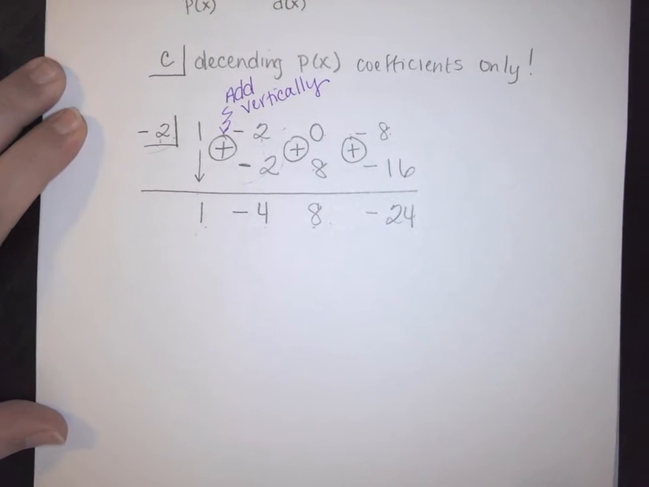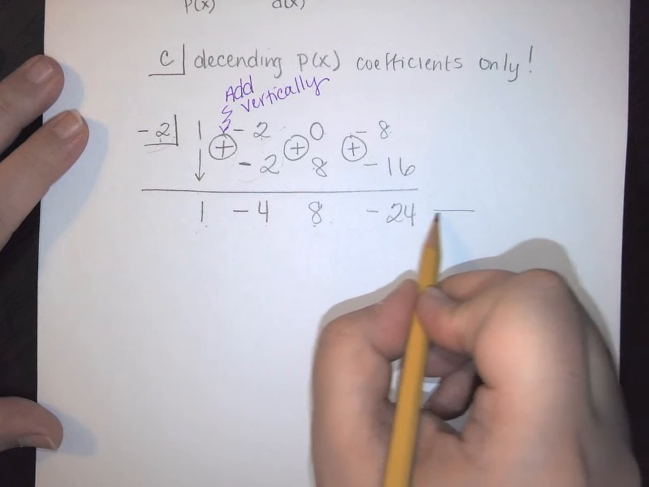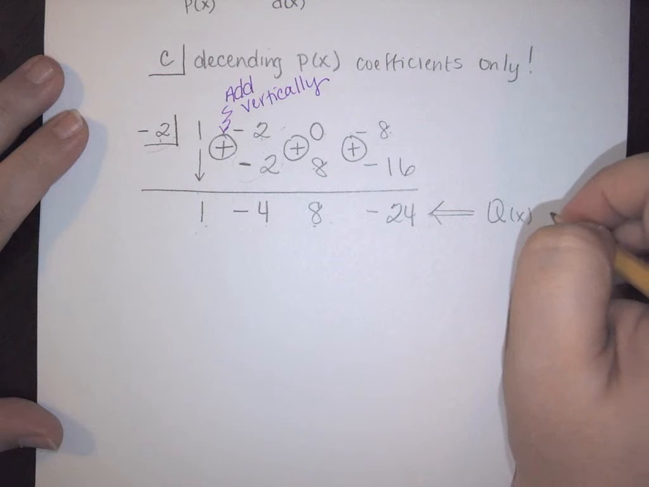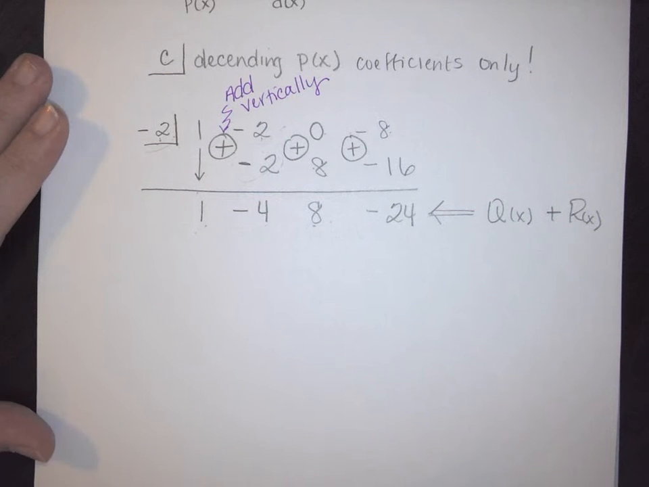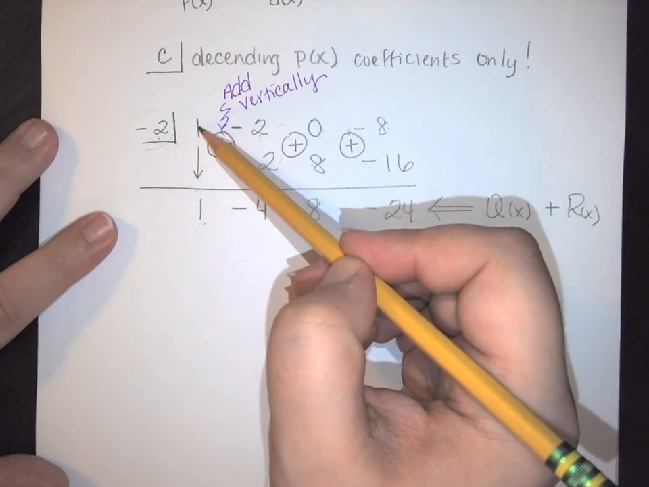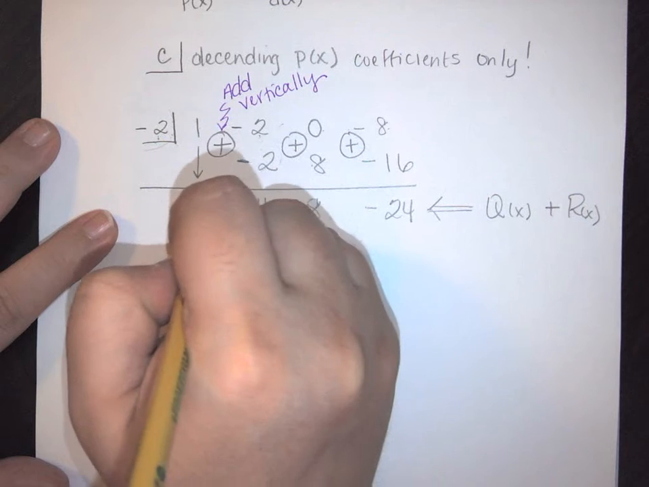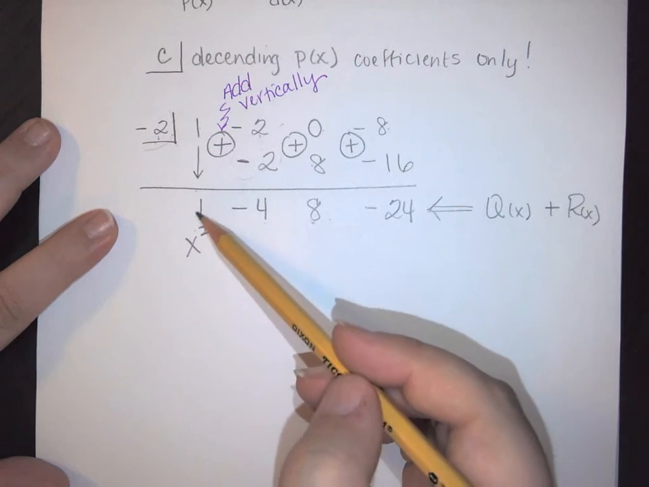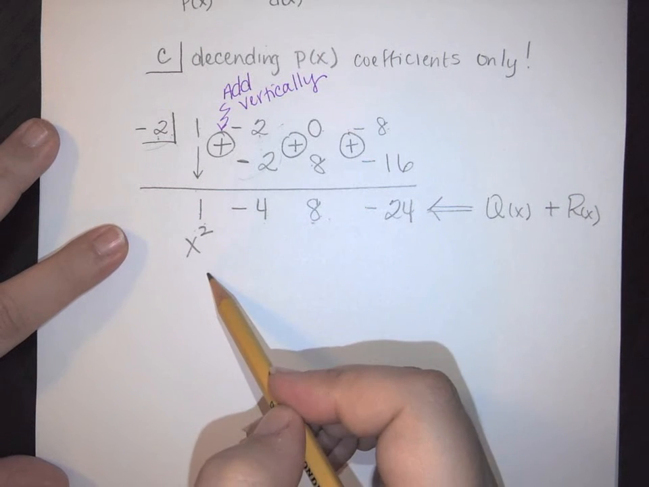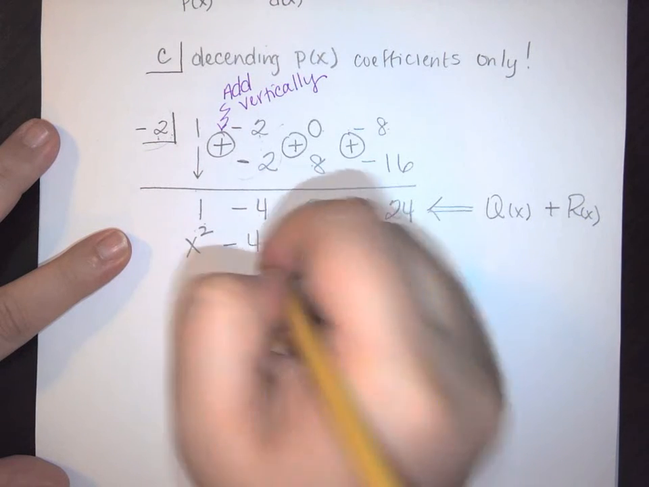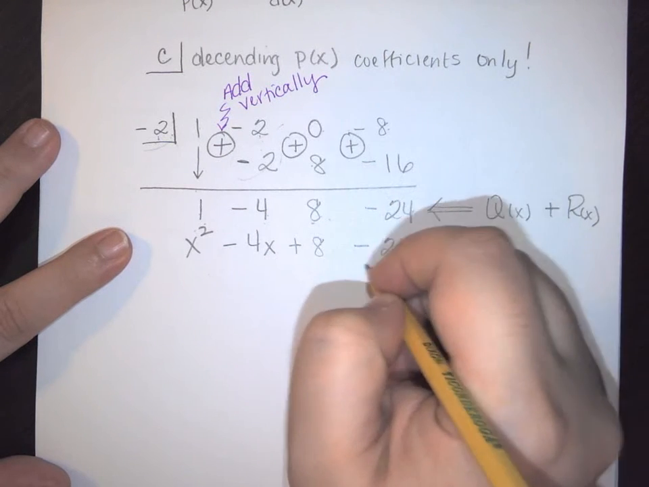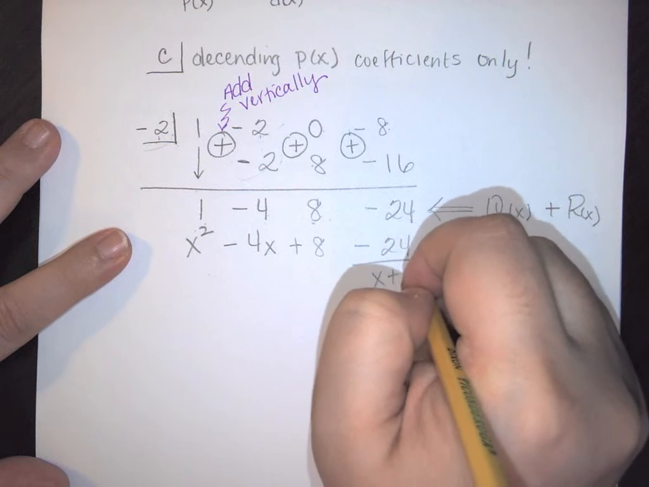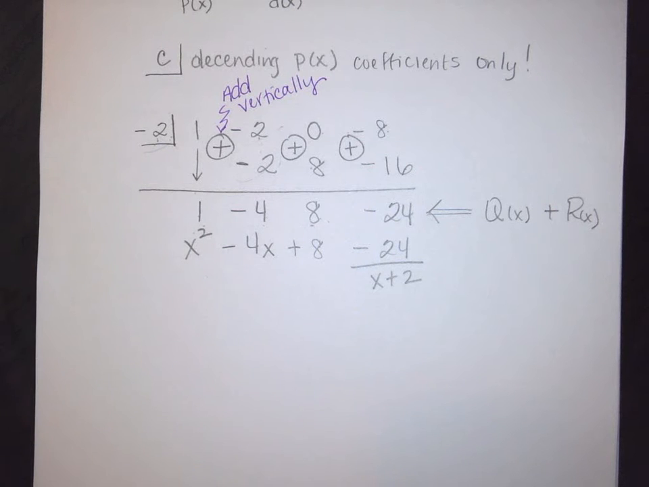So what do we actually have here? This down here is going to be q of x plus r of x. I started with an x cubed; when I drop it down, this becomes x squared. The coefficients represent the coefficients in front of your variables. So this is an x squared. Descend down, this becomes minus 4x. Descend down again, this becomes plus 8. Descend down, this is then minus 24 over x plus 2. So every time you do a synthetic division, you are reducing your exponent down by 1.